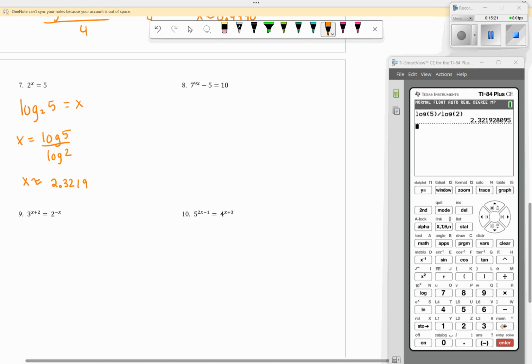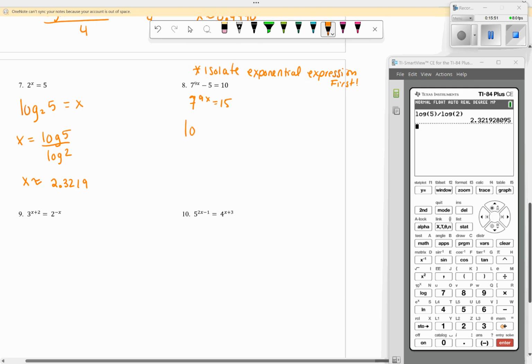Looking at the next one that we have right here. So for this problem, again, you need to isolate the exponential expression. And so that has to be done first. So that means we need to add the 5 to the other side. So 7 to the 9x is equal to 15.